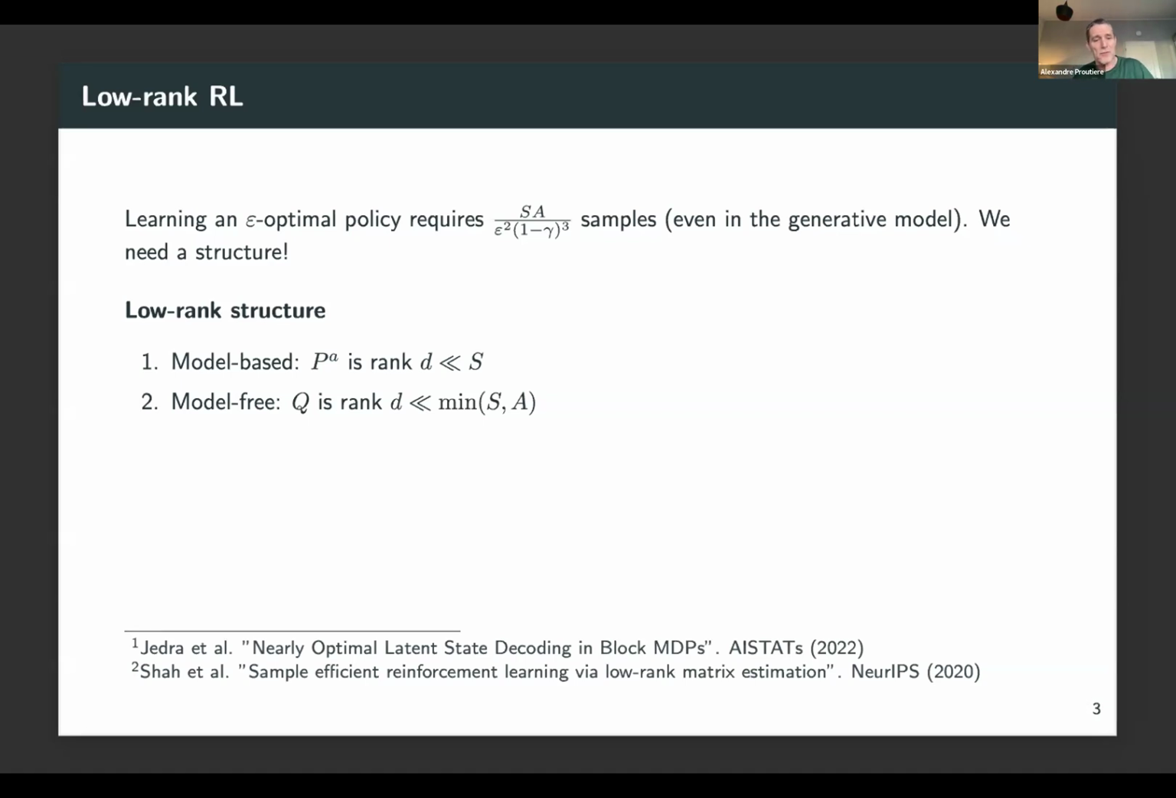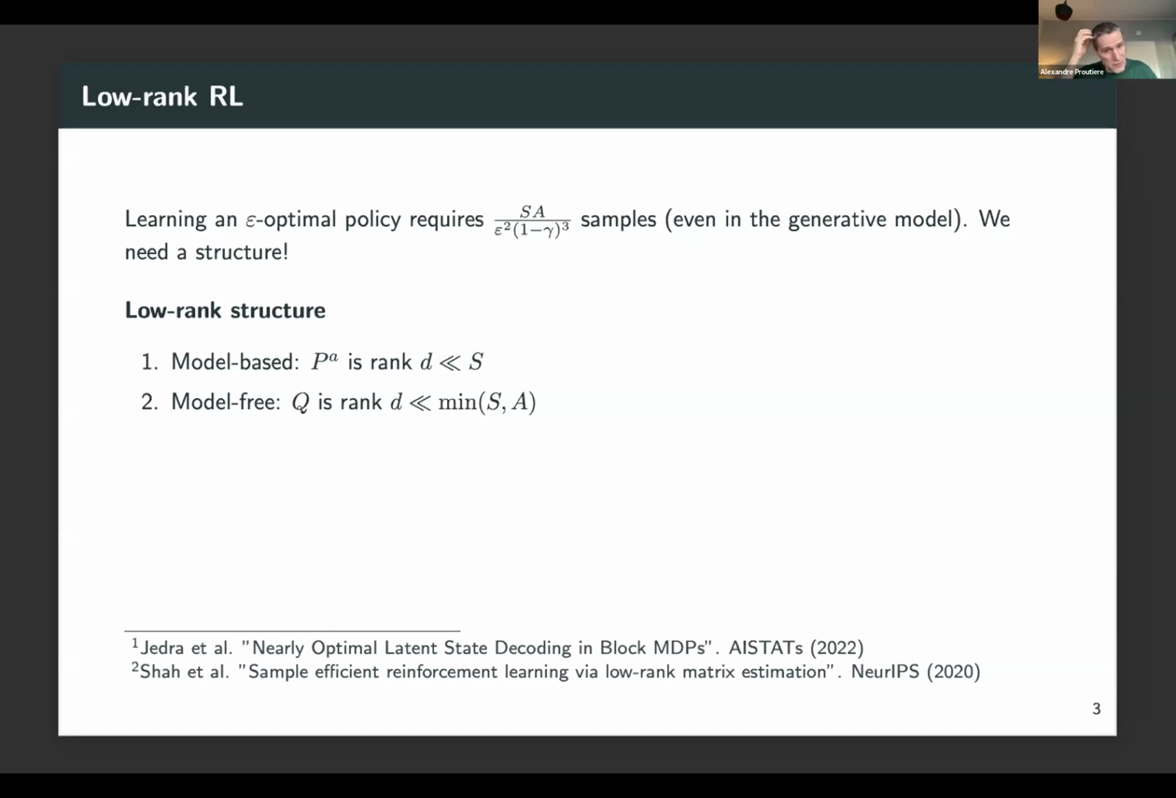The first assumption, for the model-based setting, is essentially motivated by what are called block MDPs. So it's a scenario where the agent has a huge state space and observes a state that has a very high dimension, but a lot of these dimensions are redundant or not informative. There is an underlying latent state of much smaller dimension that actually is driving the dynamics. Okay, so this is called a block MDP.